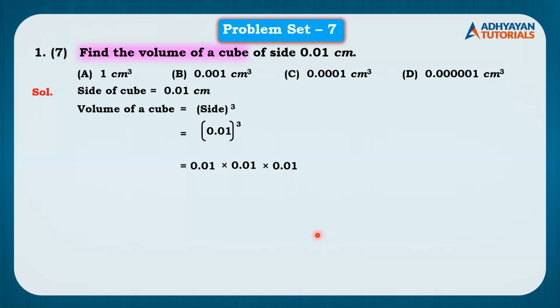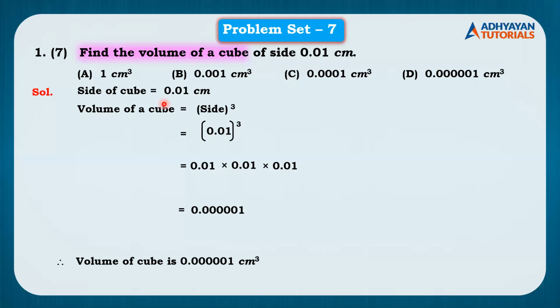There are 4 options given here, A, B, C and D. So tell me which option is having 6 decimals? Yes, there's option D. But then here we have to continue with the answer. So tell me students, what will be the next step? Yes, the answer would be 0.000001. So finally we can say therefore volume of a cube is 0.000001 centimeter cube.